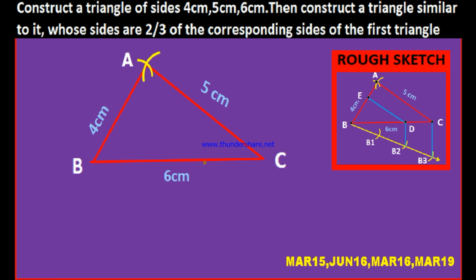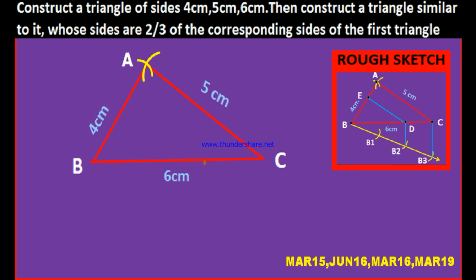How did we construct this? First of all, we drew a line segment BC whose length is 6 cm. Then from C, we took an arc of 5 cm, and from B, we drew an arc of 4 cm. Those two arcs meet at a point. We named the point as A and we joined the point A to B and C. This is the given triangle ABC. For this given triangle ABC, we have to construct another triangle whose sides are 2/3 of the triangle ABC.